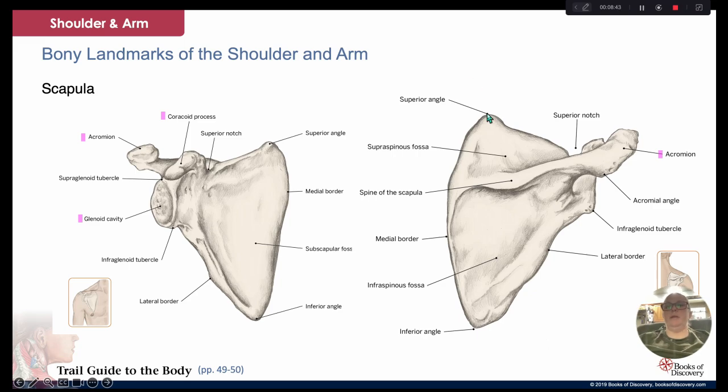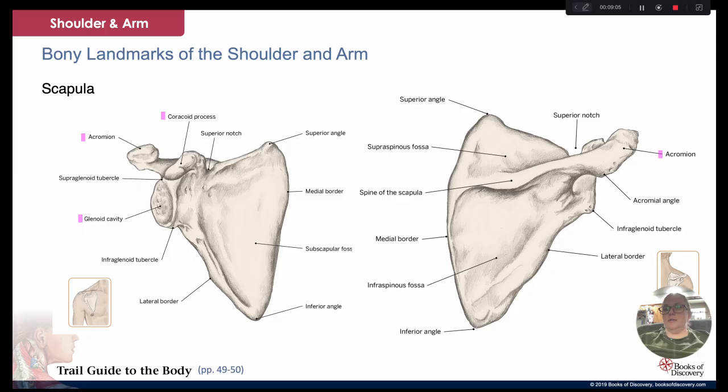Okay, so your superior angle is always going to be above something that would be inferior, which is below. So superior angle is this little angle at the very top. And if I were to say your inferior angle, I'm talking about that bottom little angle of your scapula or shoulder blade.